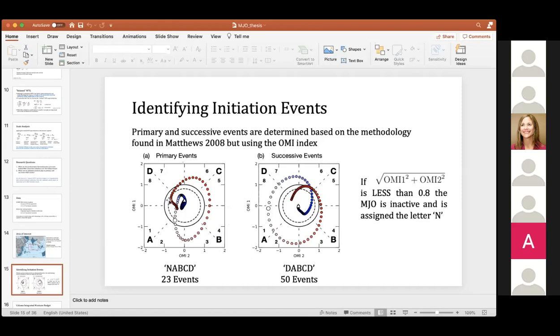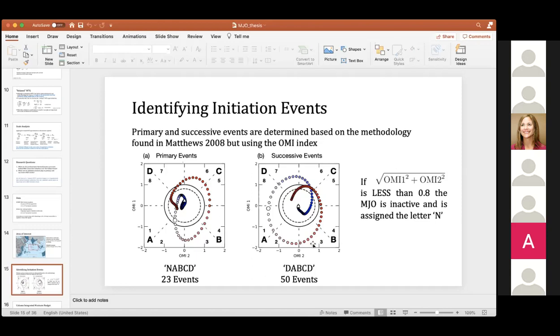To get a little bit more in depth with how these are identified, again, as we know, primary events are events that initiate without any MJO activity prior to them. So everything in the dashed circle is represented by a letter N, and that just means no MJO activity. For initiations over the Indian Ocean, we know that phase 2 is in the Western Indian Ocean, so we're looking at when the first active day is in quadrant A. To give an example, the primary events will have a sequence of N, so no activity, followed by a pattern of A, B, C, D. So no activity followed by a full cycle of the MJO.